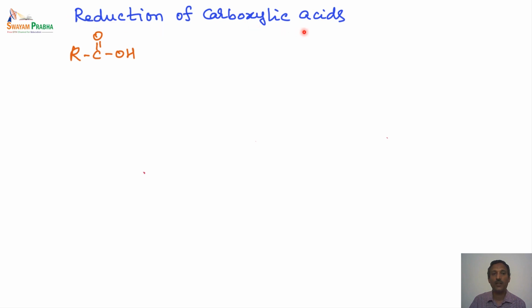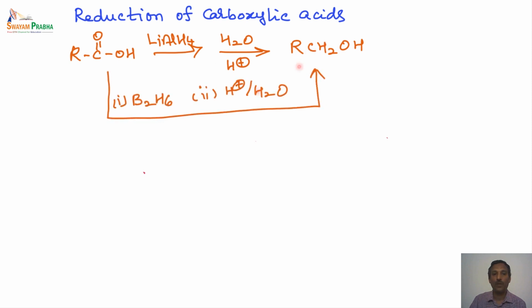Then let us look at some of the reduction reactions of carboxylic acid. Carboxylic acid on treatment with lithium aluminum hydride followed by acidic workup produces the corresponding primary alcohol. So the number of carbons in the starting carboxylic acid and the primary alcohol remains the same. We can also treat the carboxylic acid with borane followed by acidic hydrolysis to produce the primary alcohol. So this we had seen in the preparation of primary alcohols also.